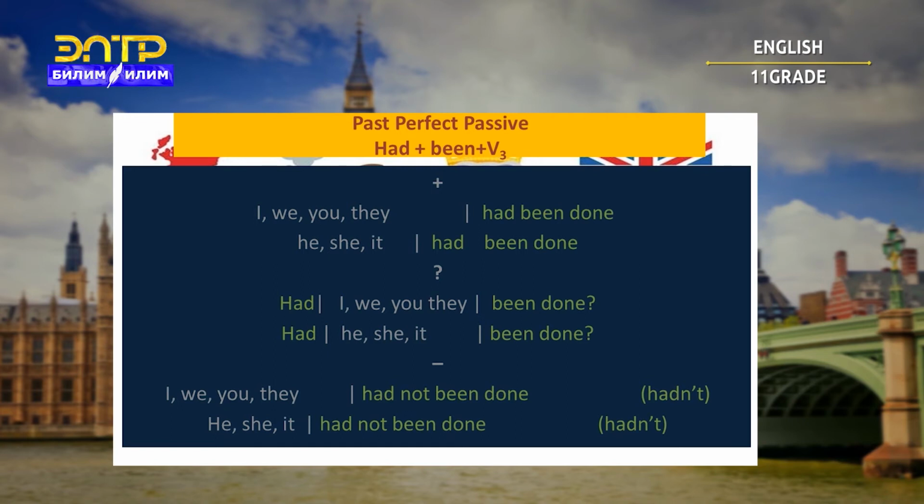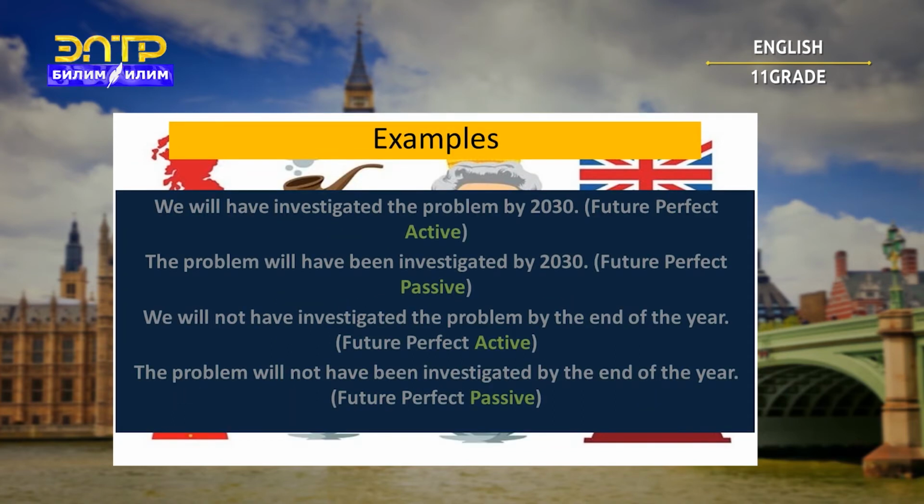In negative sentences: I, we, you, they had not been done, or we can use hadn't. He, she, it had not been done. We use hadn't. Examples.